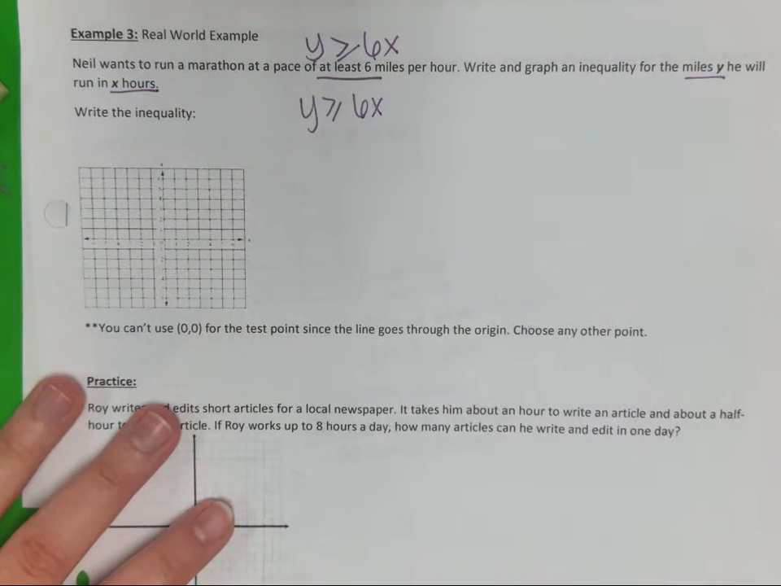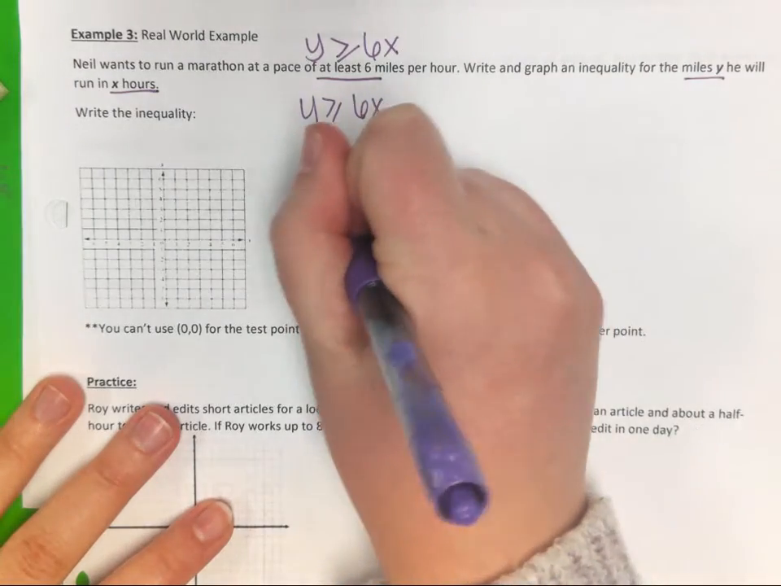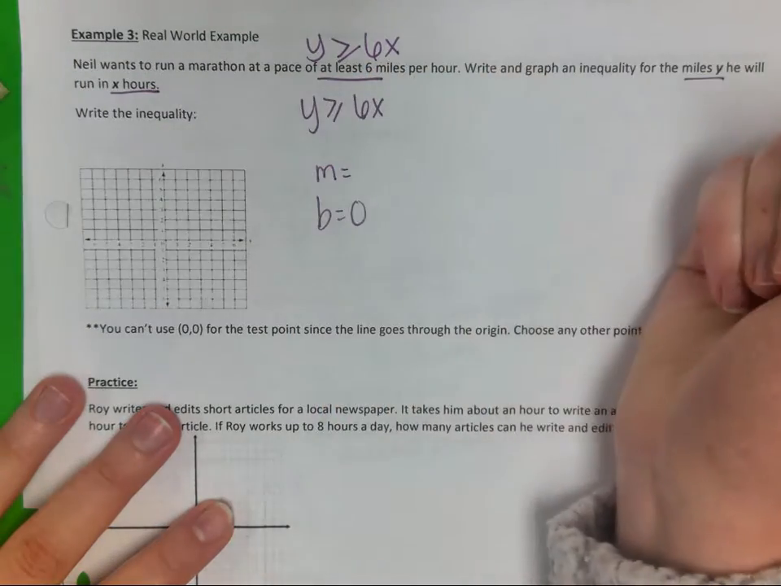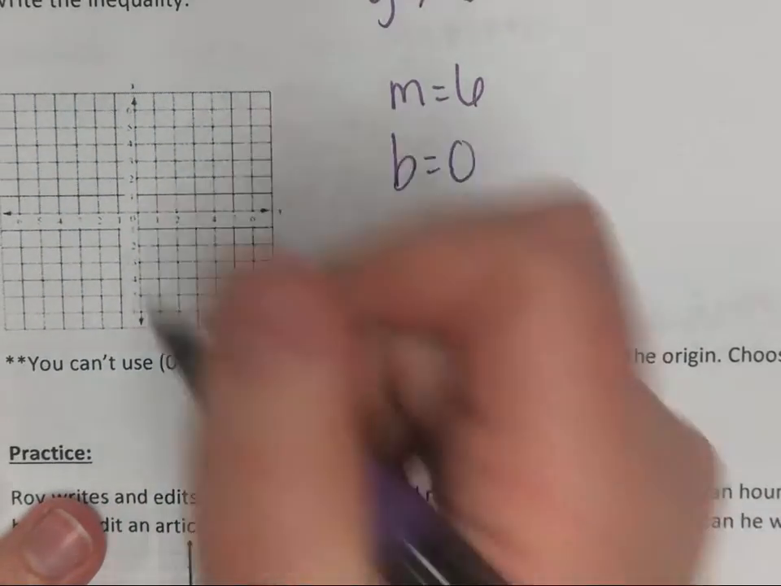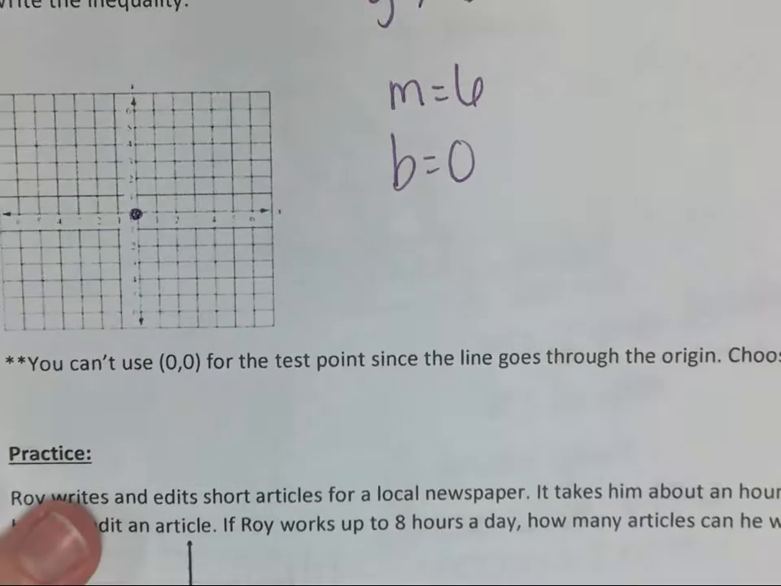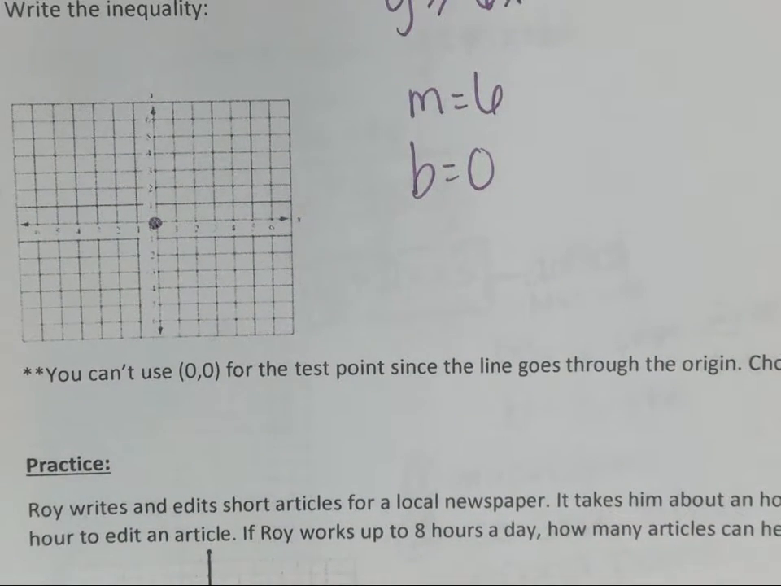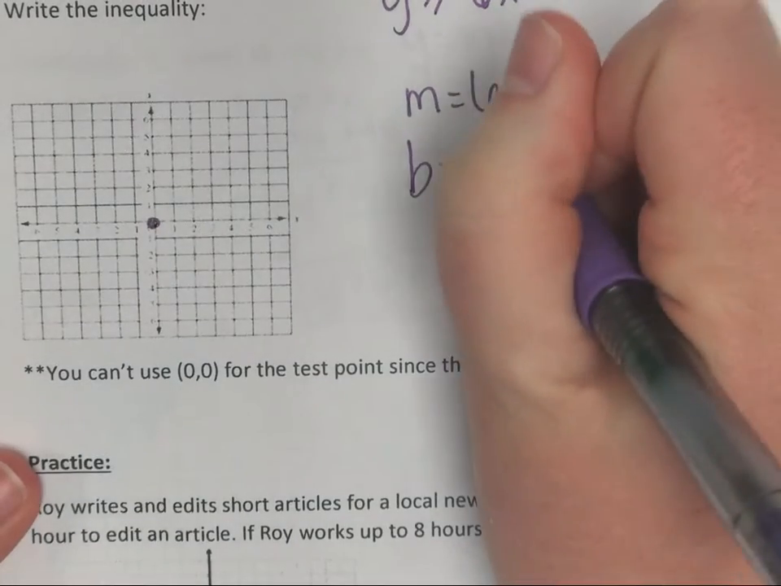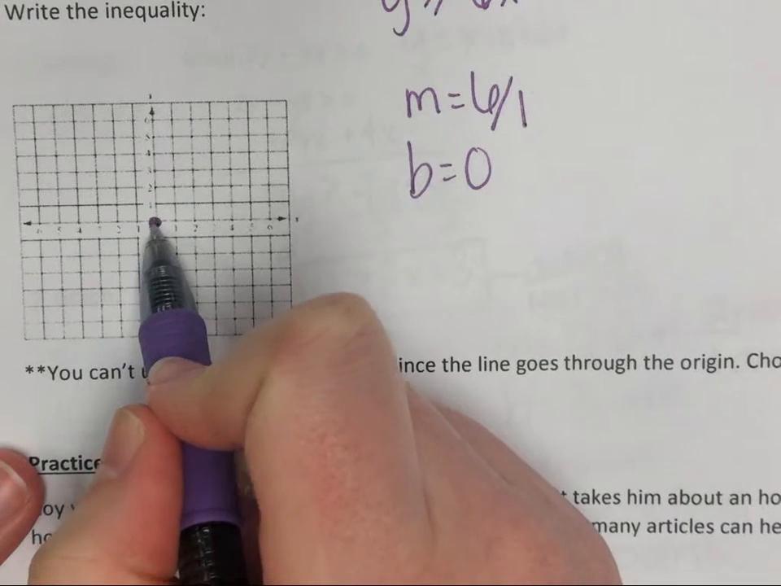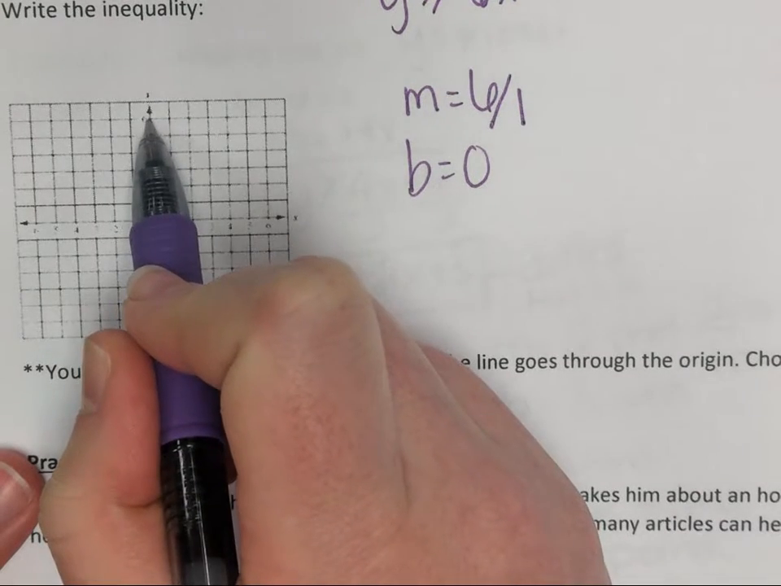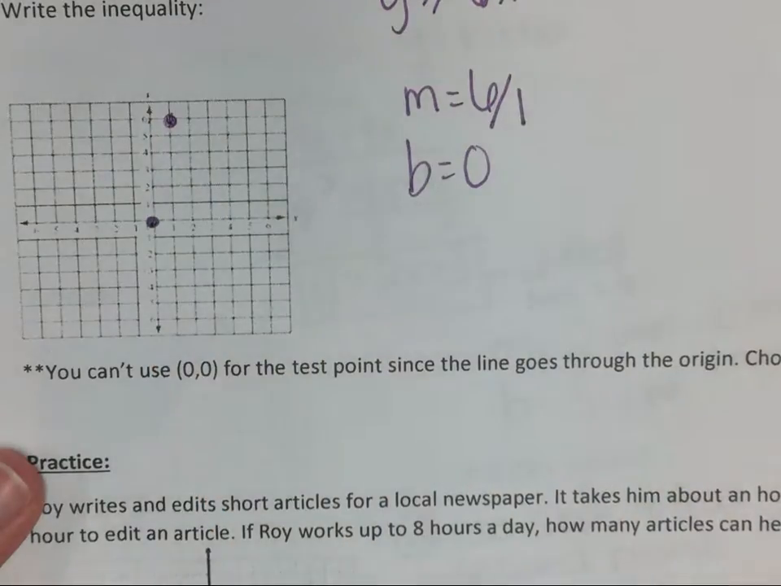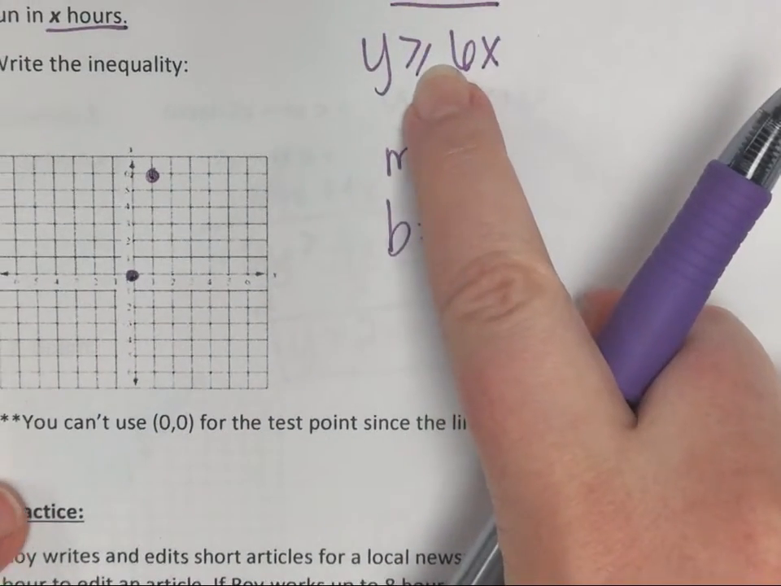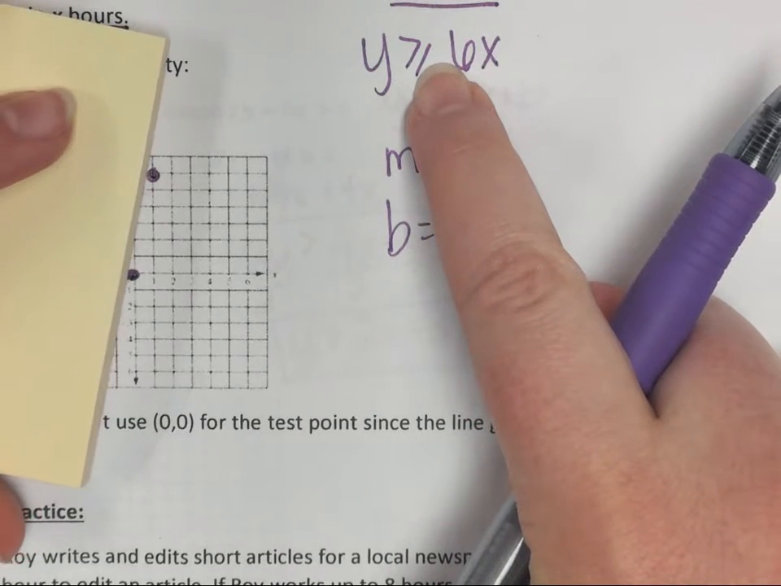Do we have a b? No. What is b then? 0. b is 0. What's m? 6. Where does my first point go? 0, 0. Which means that we can't use 0, 0. Very good. Tyler, what's our slope? 6 over 1. So from 0, 0, I'm going which direction? Up 6 and right 1. And then it says solid or dotted? Solid, because it's equal to.